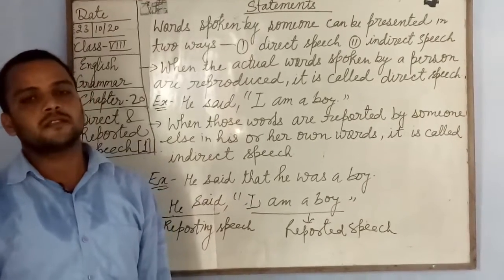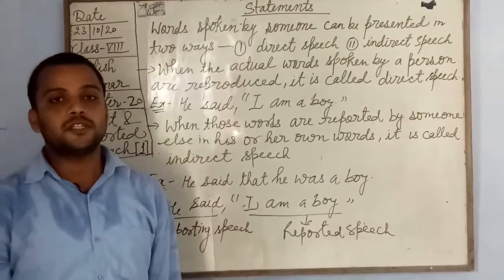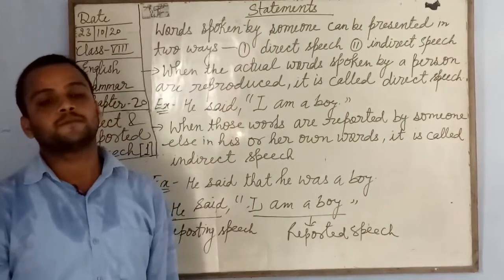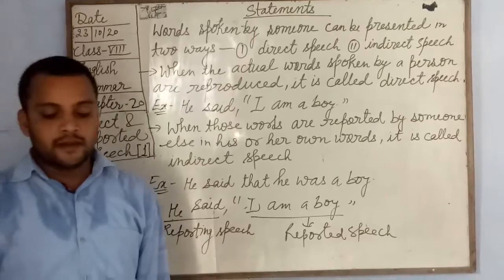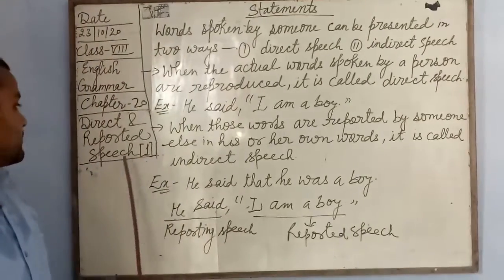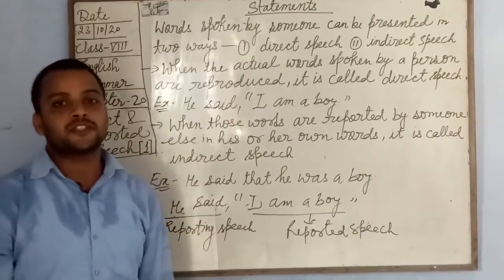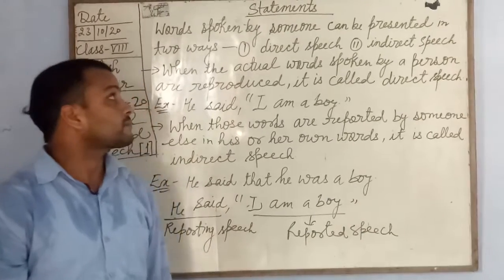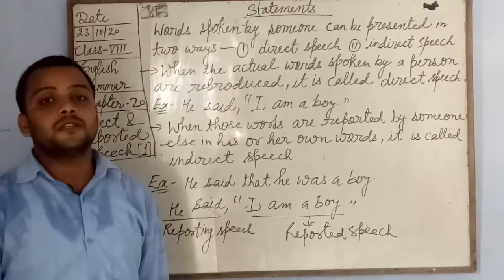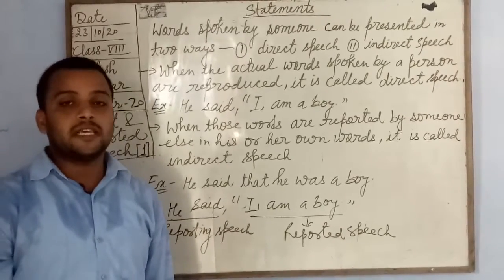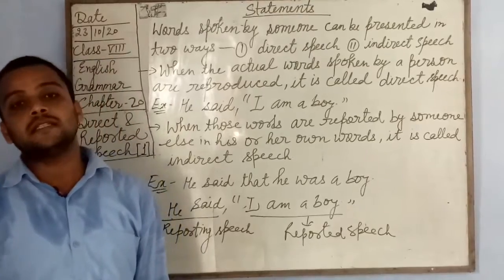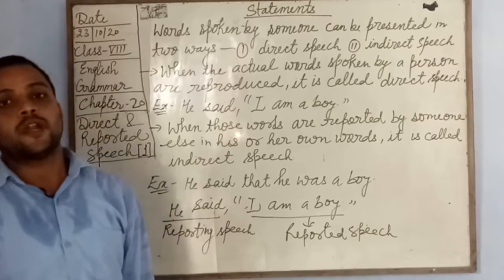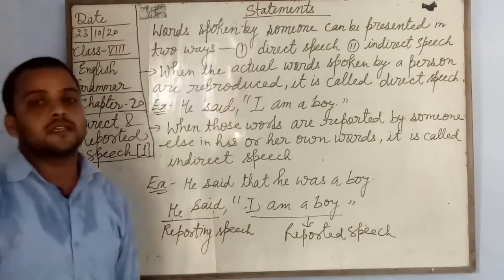Good morning, students. Today I will teach you chapter number 20 of your English grammar, and the topic is direct and reported speech. First part, statements and commands and requests. In this chapter we will study to change the assertive sentence and imperative sentence into indirect speech. Students, I have written some points here.